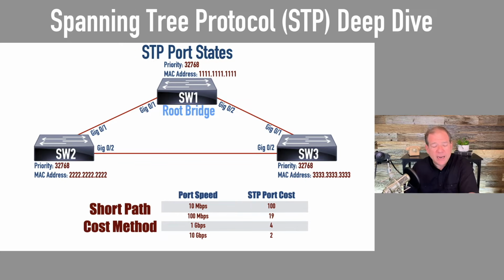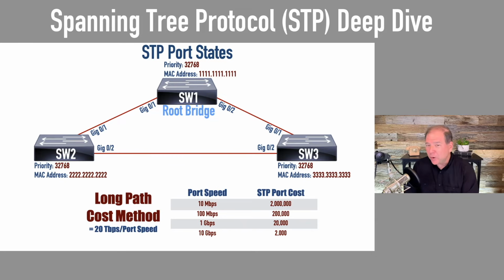So we need to use a different method. Instead of the short path cost method, in the future we're going to be using, and we should set this up on all of our switches, what's called the long path cost method. Now, this is a linear relationship. All you have to know is this formula. You take 20 terabits per second and divide by the port speed. That's it. So let's say you've got a 10 gig port. What is 20 terabits? In other words, what is 20,000 gig divided by 10 gig? 2,000. That's how easy it is to figure out.